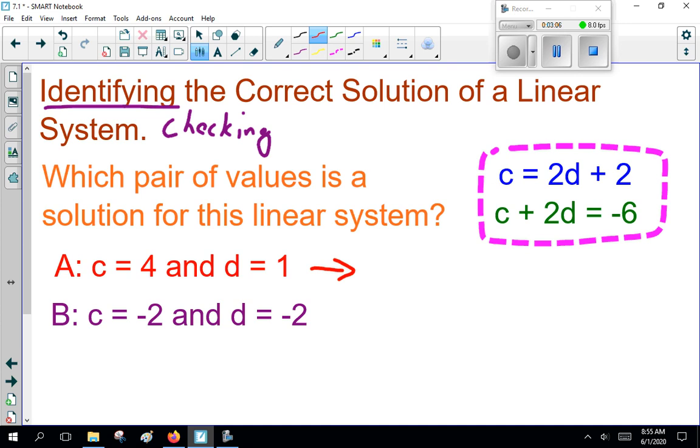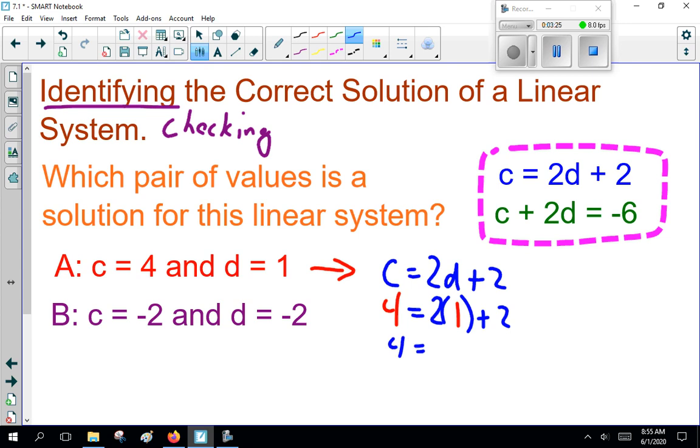So in this one here, it is C equals 2D plus 2. So in this case, C is 4 and D is 1. So every time we see C, we replace it with 4. Every time we see D, we replace it with 1. So 2 times 1 is 2 plus 2, 4 equals 4. So it works for the first equation.